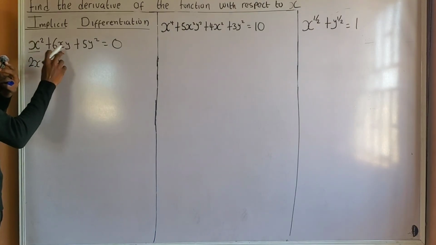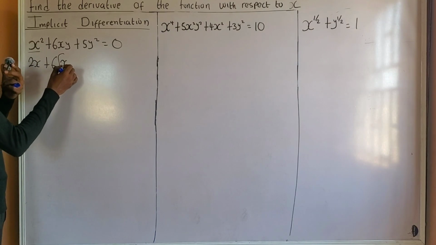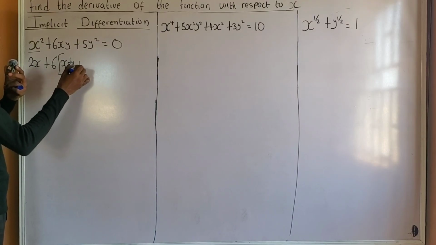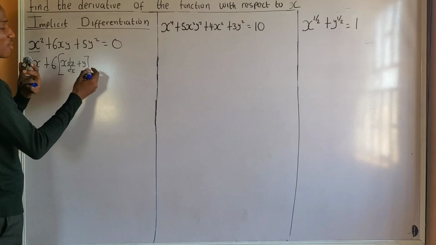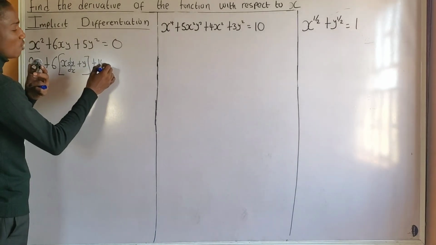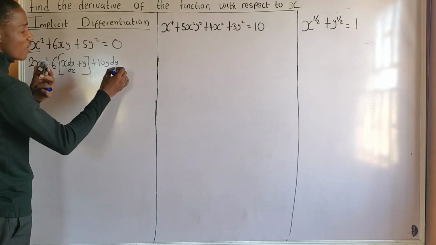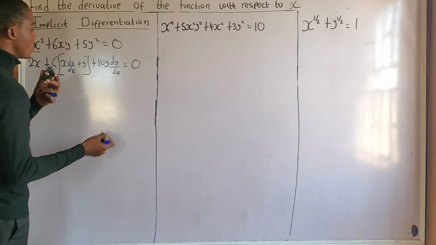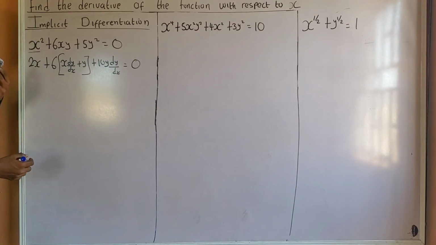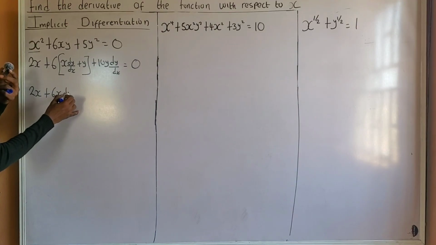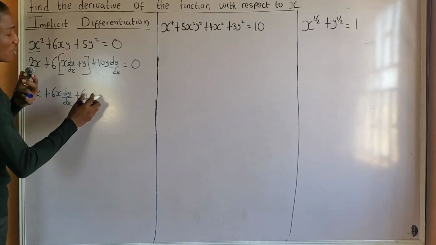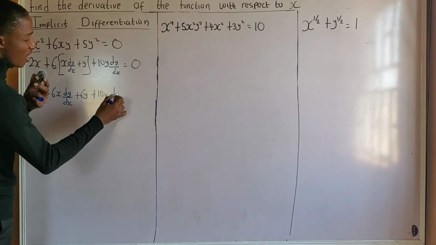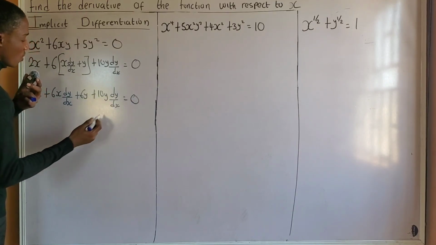Put 6 here, differentiate xy. You're going to have x dy all over dx plus y. Okay, if you want to differentiate 5y squared, what are you going to have? You're going to have plus 10y multiplied by dy all over dx. This will equal 0. Do you understand? Okay, for this, I'm going to have 2x plus 6x dy all over dx plus 6y plus 10y dy all over dx, and this will be equal to 0.